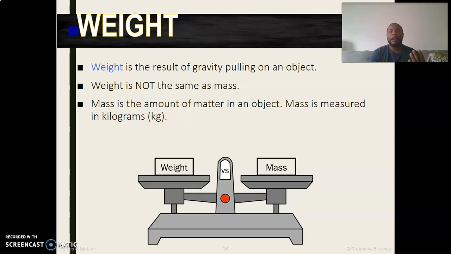When we talk about mass, it's saying how much stuff is in that object. So when we talk about a bowling ball, how many molecules, how many atoms, how much material went into making that object. That's mass, how much stuff is in that object. Those two terms are not interchangeable. They are not the same. We're going to explain why.